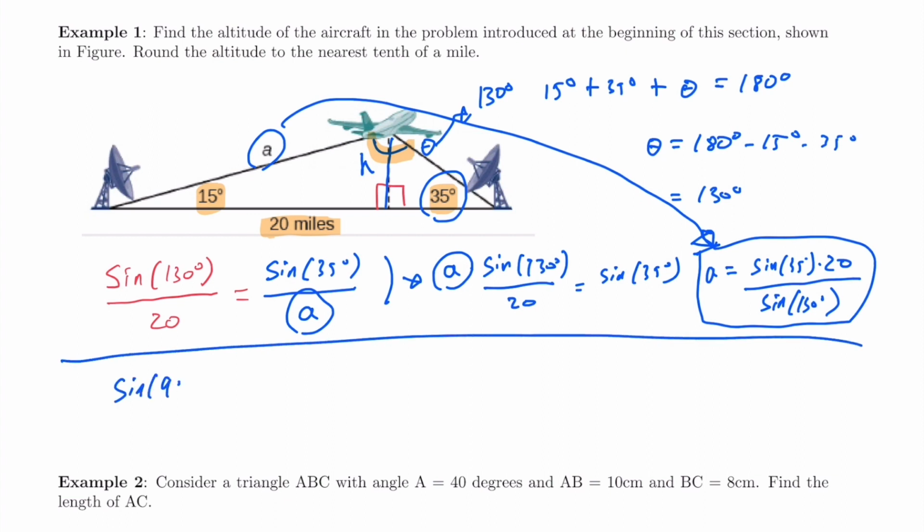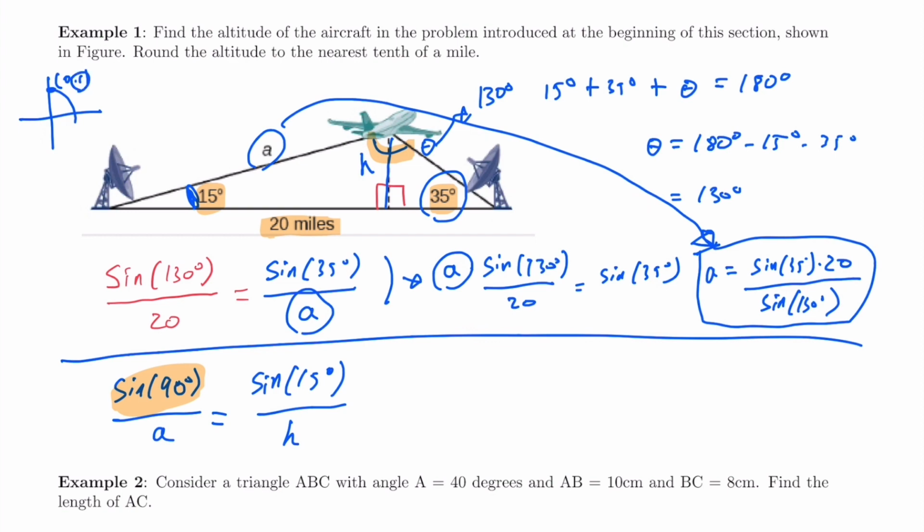Sine of 90 degree over length A equals sine of 15 over h. Okay. And it is helpful. We know what sine of 90 degrees is from the unit circle. Right? From unit circle is right here, 90 degrees here. Sine value is 1. Right? This is 0, comma 1. This is the sine value. So if you know the value, it's helpful to write it.